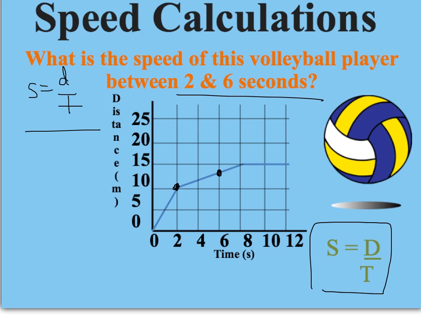So we are looking for the distance traveled. At 2 seconds, the distance was 10 meters. At 6 seconds, the distance was about 14 meters. So that's a difference of 4. So the distance is 4 meters. I divide that by the time between 2 seconds and 6 seconds. That's from here to here, that's 2 seconds, and from here to here is another 2 seconds. So our time is 4 seconds. So 4 divided by 4. So my speed equals 1.